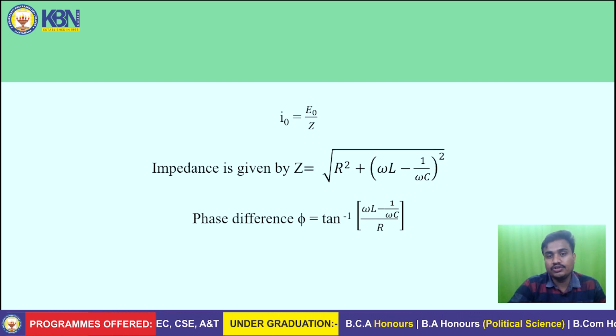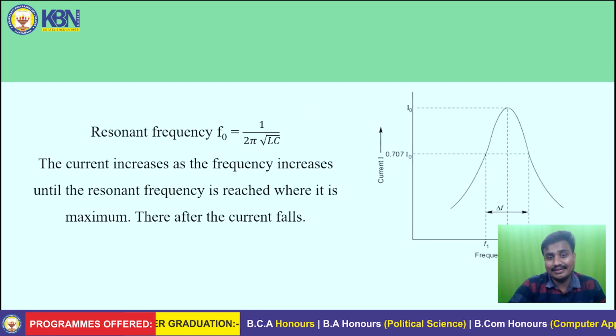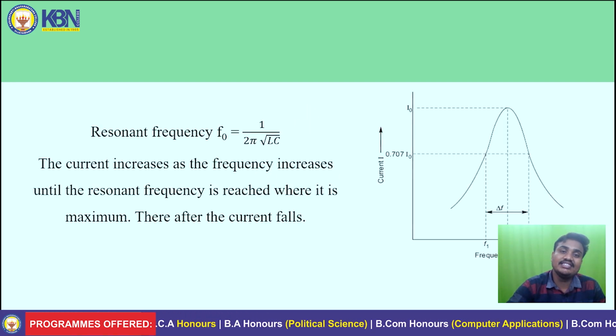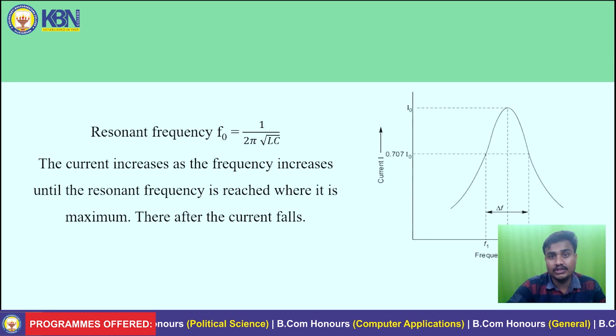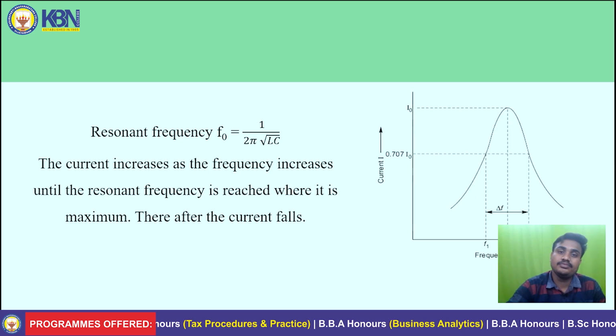By substituting them in the resonant condition, we get the resonant frequency equation: f naught is equal to 1 by 2 pi square root of LC, where L is the inductance and C is the capacitance.